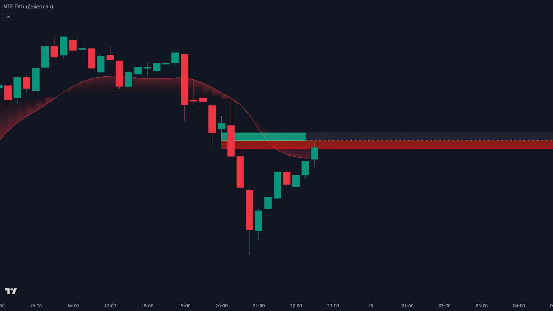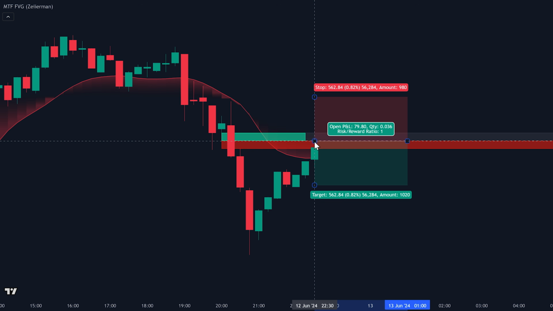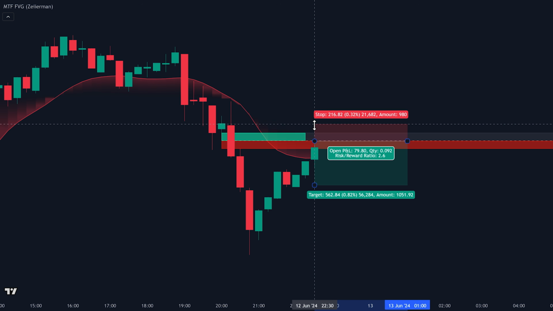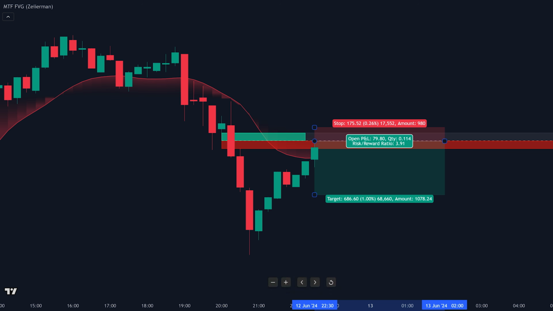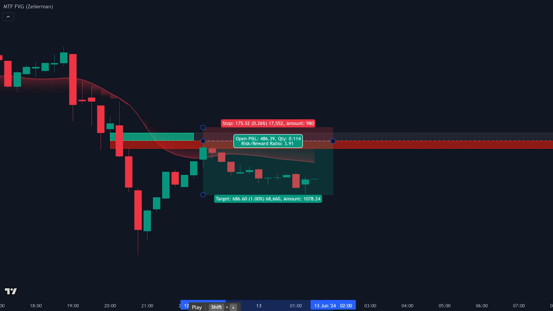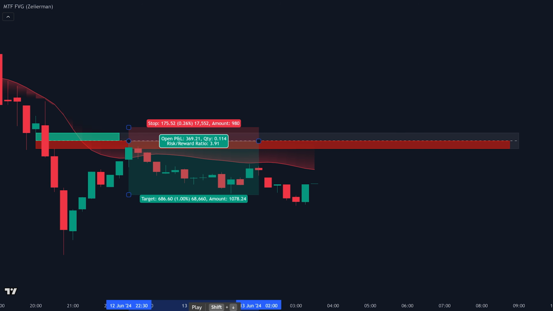With all conditions met, we place our sell entry at the midpoint of the fair value gap. Our stop loss goes just above the gap to protect the trade. Then, for the take profit, we target a 1-to-3 risk-to-reward ratio. As you can see here, the trade played out well and ended in profit.